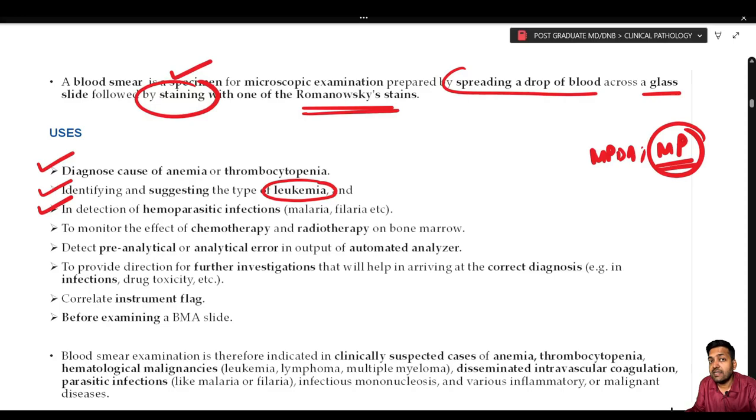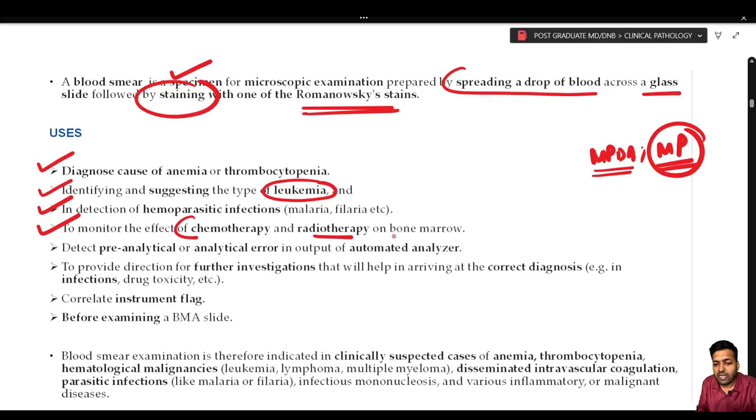If only the dual antigen test is required, then in that case you don't have to examine the slide personally. But if MP is written or if a PBS is written and they're suspecting malaria, then you have to examine the slides for any malarial parasite or any other parasite. Then, to monitor the effect of chemotherapy and radiotherapy on the bone marrow.